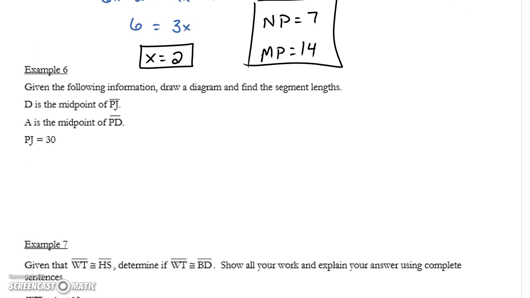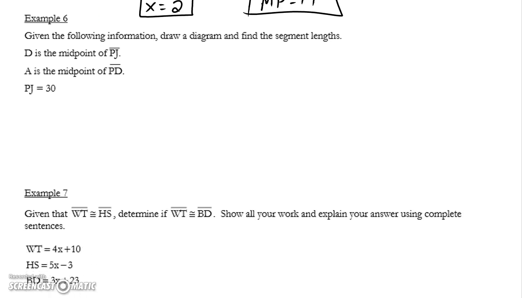In example 6, we're given information, but not a diagram. This is a situation where we would expect you to be able to draw the diagram. Go step by step. D is the midpoint of segment PJ. So I'm going to start by drawing a segment PJ with D as its midpoint.